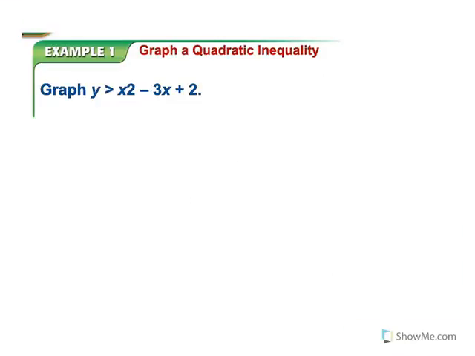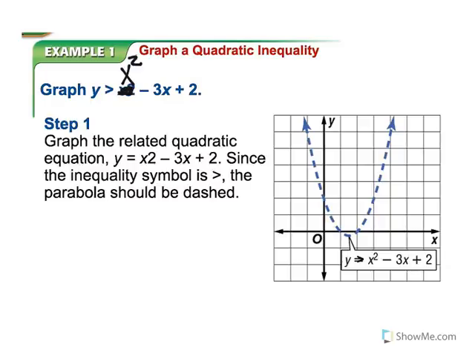Alright, so example 1, it says graph y is greater than x squared minus 3x plus 2. So for our first step, we're going to graph the related quadratic function. This is x squared minus 3x plus 2, and since the inequality symbol is greater than, the parabola should be dashed because there is no line here. Alright, so you should be able to graph this in your graphing calculator.